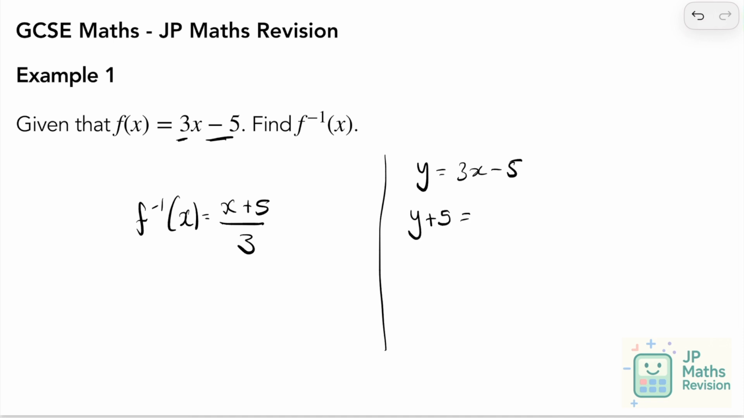So we have y plus 5 equals 3x. And then we're going to divide both sides by 3. So x equals y plus 5 divided by 3. And that is the inverse. So the final step is to just replace the y with x and write the inverse function using this notation. So we have f to the minus 1 of x is x plus 5 over 3. So that is the answer to that question.